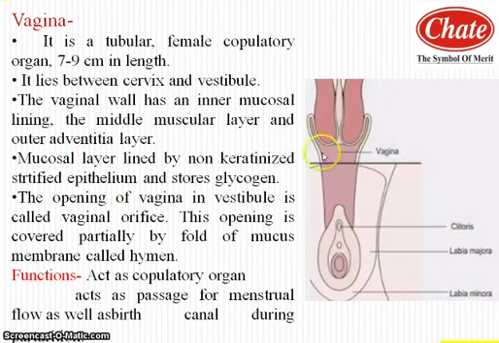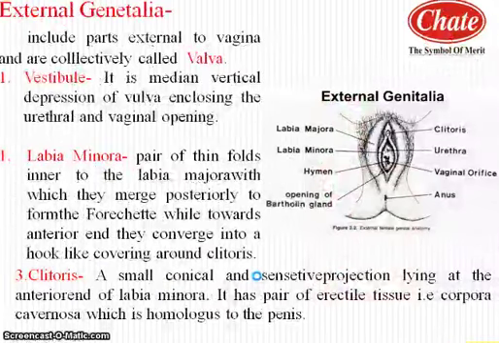The vaginal wall has an inner mucosal lining, a middle muscular layer and an outer adventitia layer. The mucosal layer is lined by non-keratinized stratified epithelium and stores glycogen. The opening of vagina in vestibule is called the vaginal orifice. This opening is covered by a partial fold of mucous membrane called the hymen. The functions performed by vagina: first, it acts as a copulatory organ. Second, it acts as a passage for menstrual flow, as well as a birth canal during parturition.